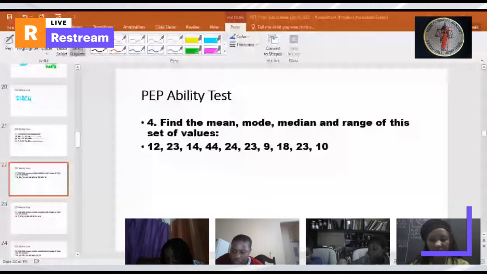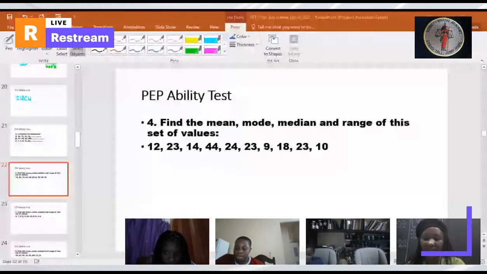What's the mode? 23. The mode is the most frequent number. We have 3 23s and only one of each other number. So the mode is 23.